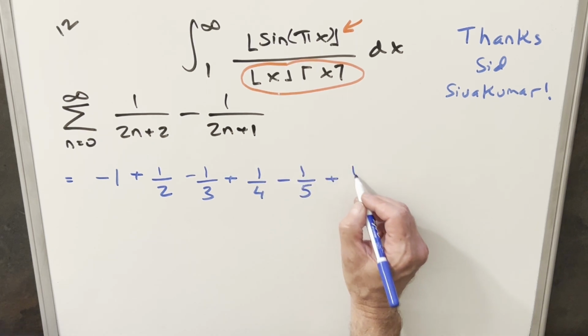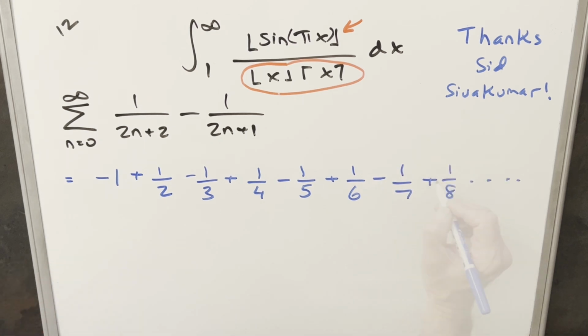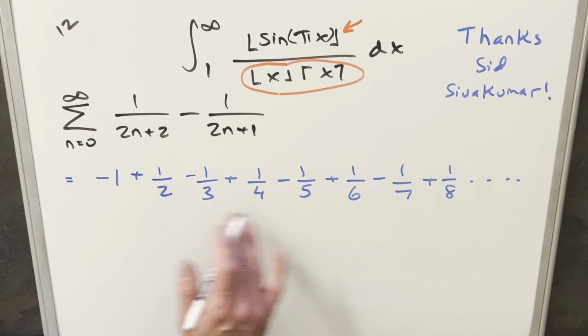And you may recognize what we have here. This is just the alternating harmonic series. Or I should say it's the alternating harmonic series times -1, because the alternating harmonic series is supposed to start with 1. And then this has a well-known value, and so we could just put down the answer for this now and be done with it.